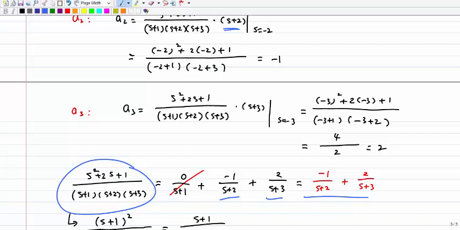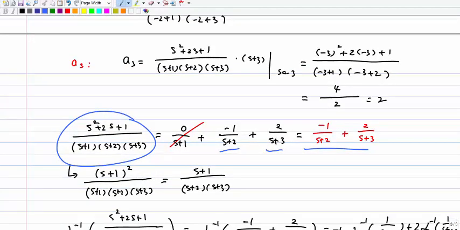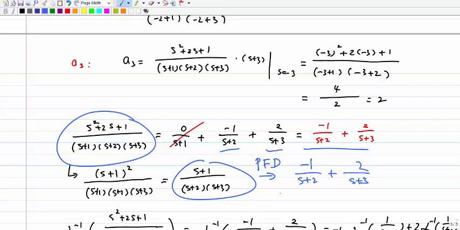You can also do some tricks here. You can also simplify this a little bit by doing this. But for this one, you can also do the partial fraction decomposition, which is just s plus 2, negative 1, plus s plus 3, negative 2. You can do the same thing.